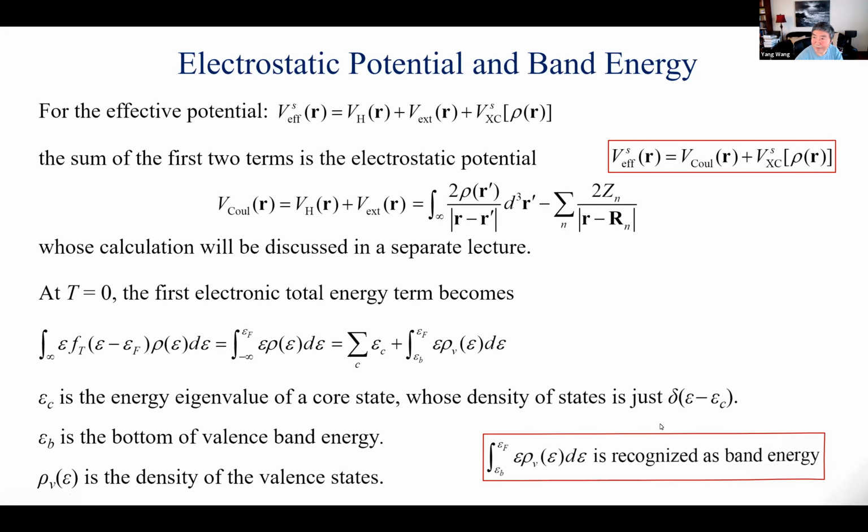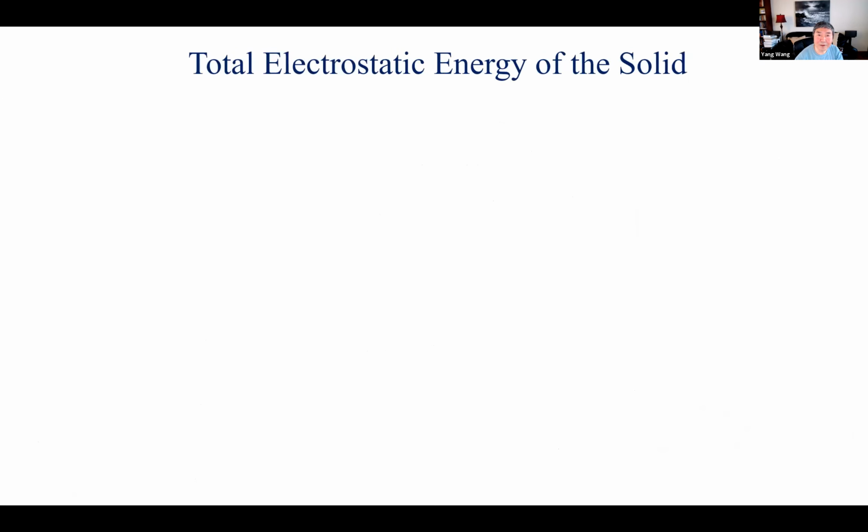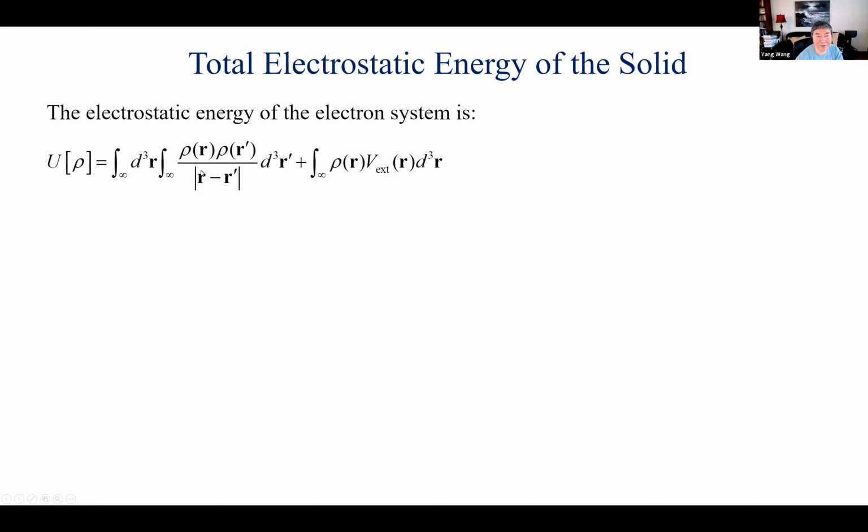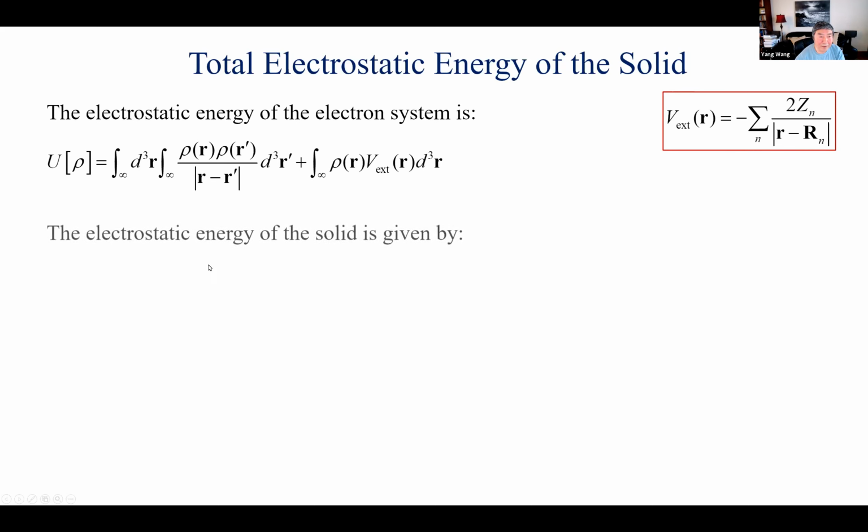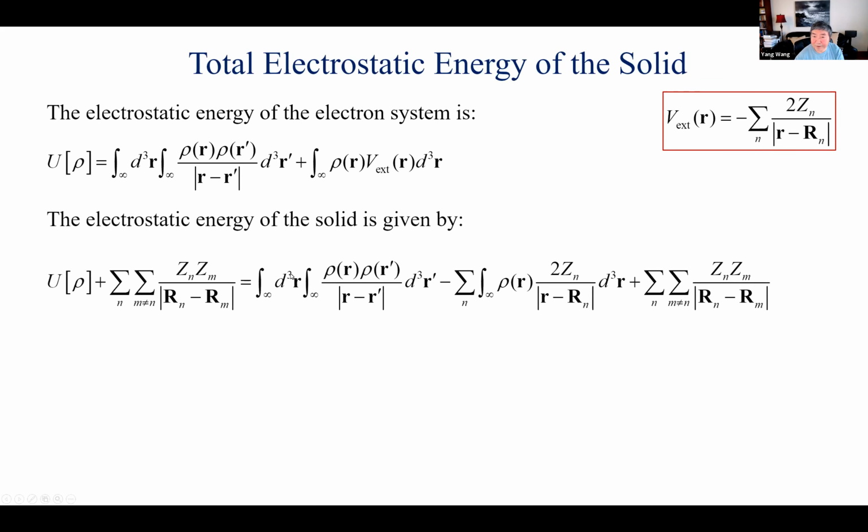Okay. All right. So for the electrostatic energy of solids, the electrostatic energy is basically this U, and the external potential is given by this. I just copied over from a previous slide. Now, for the solid, you just have to add this term to it. So not only the electronic part, but also ion interactions need to be added. So you just add this term, okay?